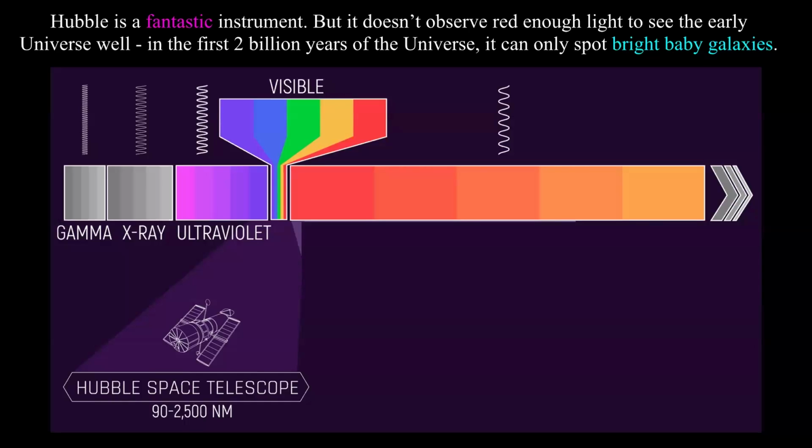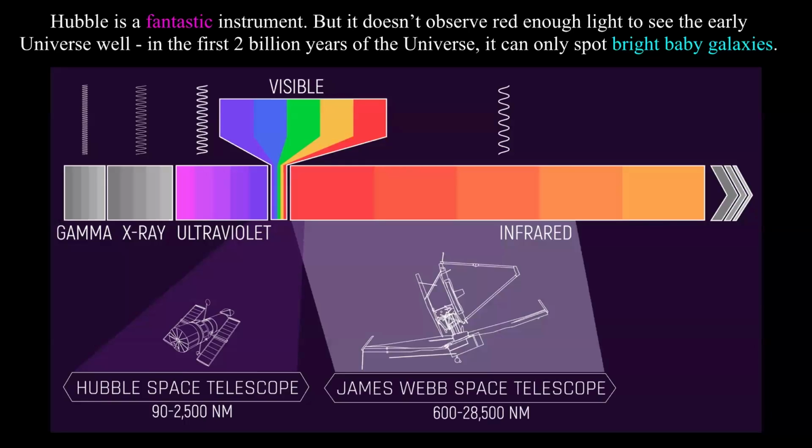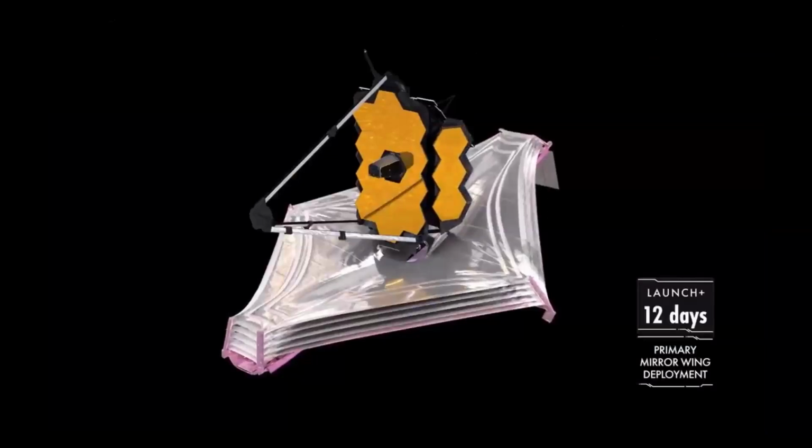Well, Hubble is a fantastic instrument, but it just doesn't observe red enough light to go farther back in time. And it's a technical problem. Hubble can look for all it wants at some point in space, but it's not really going to see very well back in the early parts of time. You can see these bright baby galaxies, but what we want to see are these incredible forming stellar cores. We can't do that with Hubble. And this is where James Webb comes in. And this is why James Webb was built.